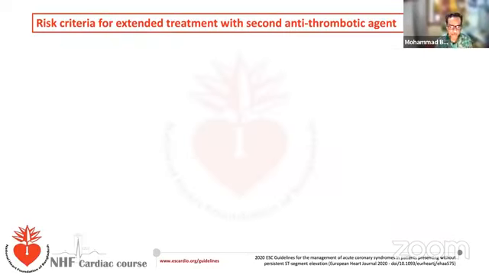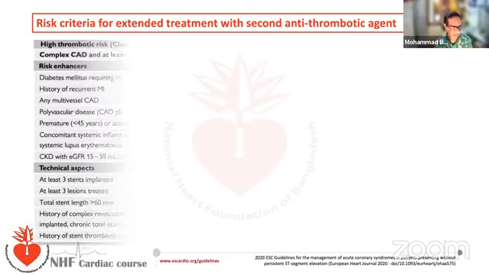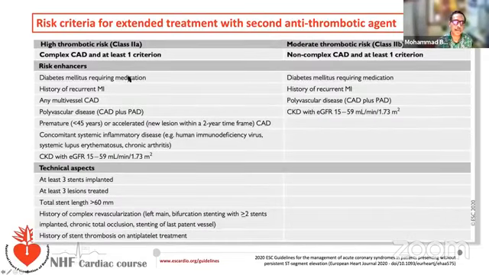So which group of patients needs DAPT to be extended beyond 12 months, or even 24 months and sometimes even 36 months? These are the patients who are at very high thrombotic risk. These are the risk factors. There are some risk enhancers like a patient with diabetes requiring medication, history of recurrent MI, any multivessel coronary artery disease, a patient with both coronary artery disease and peripheral vascular disease, a patient with premature or accelerated coronary artery disease, concomitant systemic inflammatory disease like HIV, SLE, and CKD with eGFR 15 to 59.